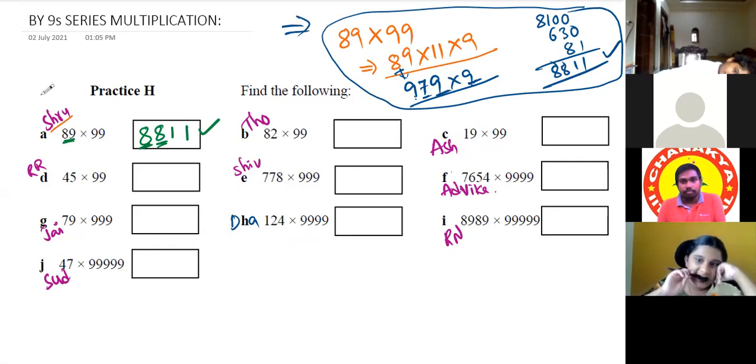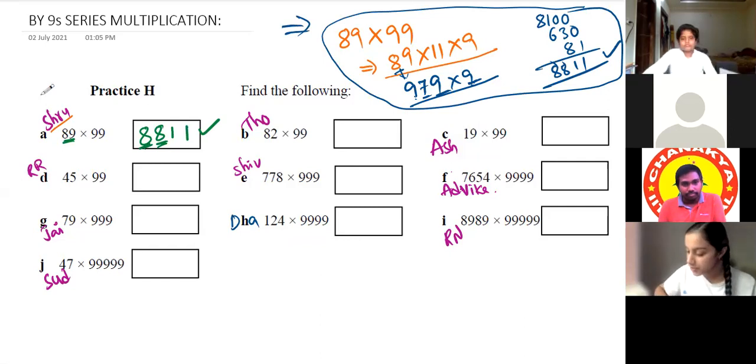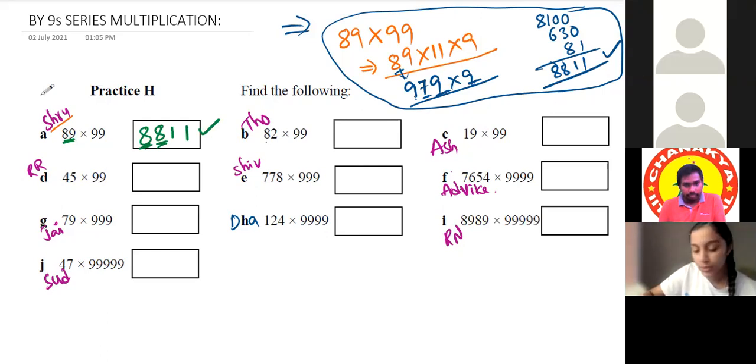Okay, Toshnika. Yes, sir. Our number is 82 into 99. The predecessor of 82 is 81. Very good. Now you write 81 as it is. And now 9 minus 8 is 1. And 9 minus 1 is 8. That's all. Therefore our answer is 8118. Correct.